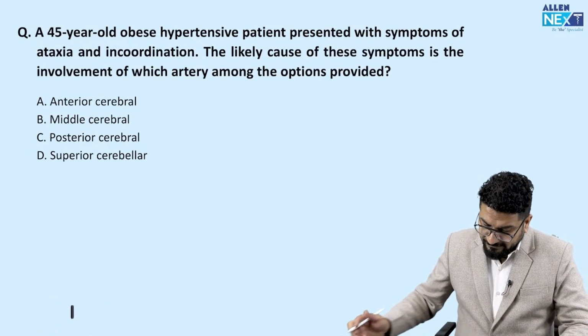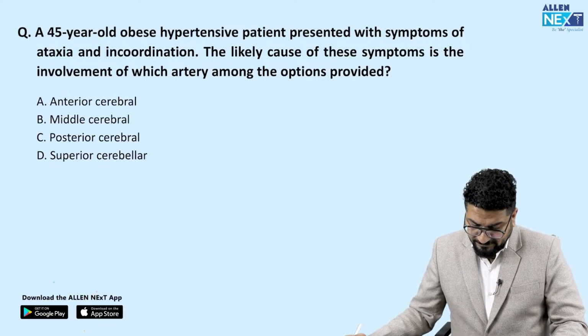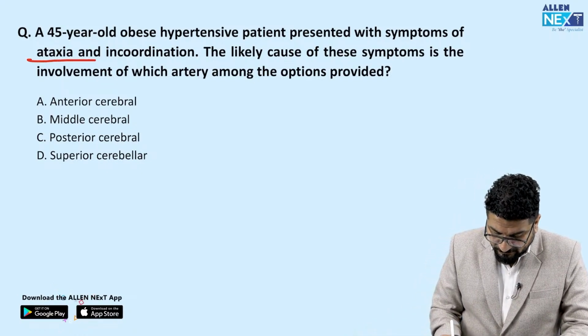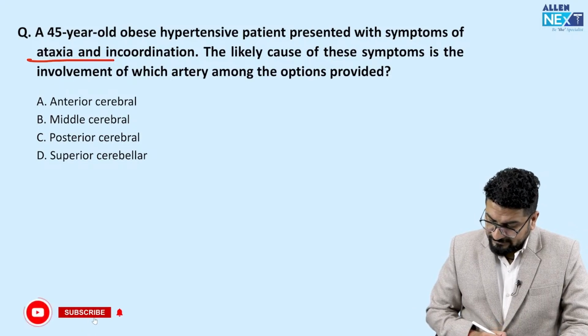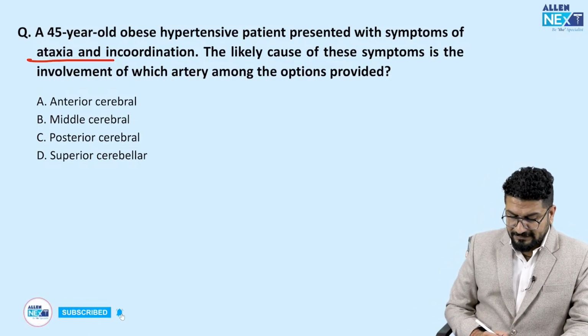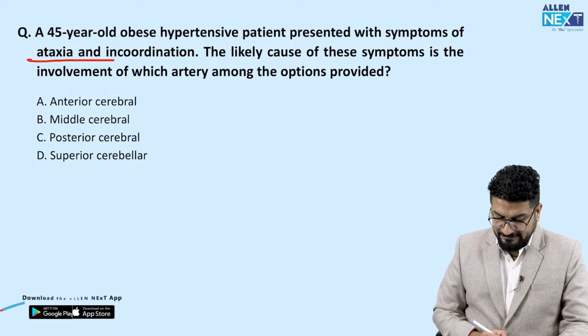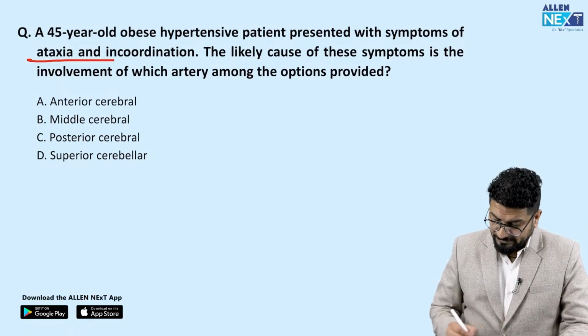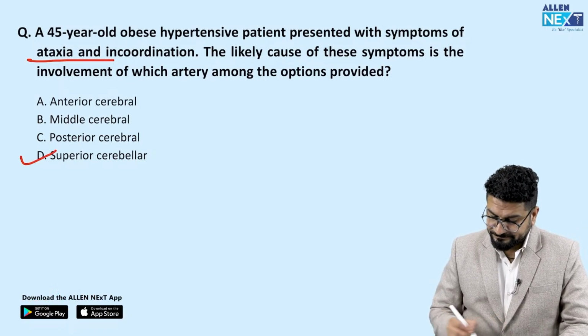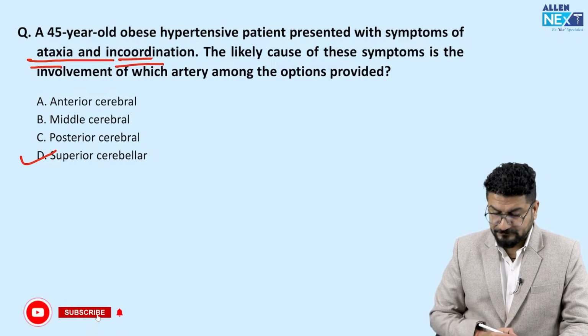Okay, then we have a 45-year-old obese hypertensive patient presenting with symptoms of ataxia and incoordination. The likely cause of the symptom is the involvement of which among the following? So understand this, whenever you see a patient having this finding, it is generally due to involvement of the superior cerebellar artery. Ataxia and incoordination, superior cerebellar artery.